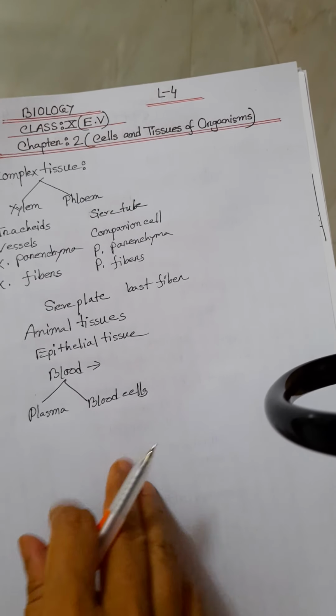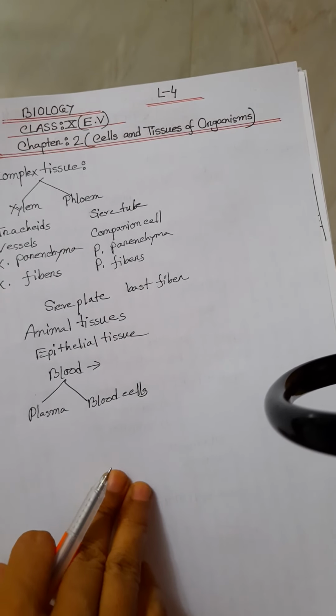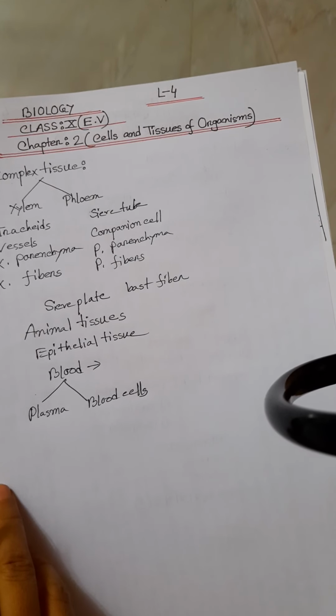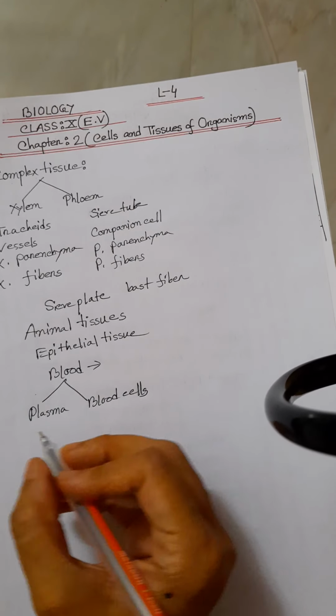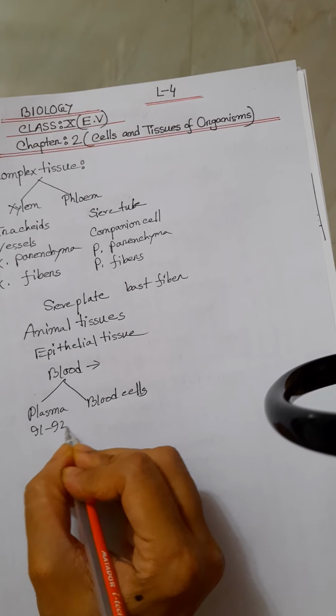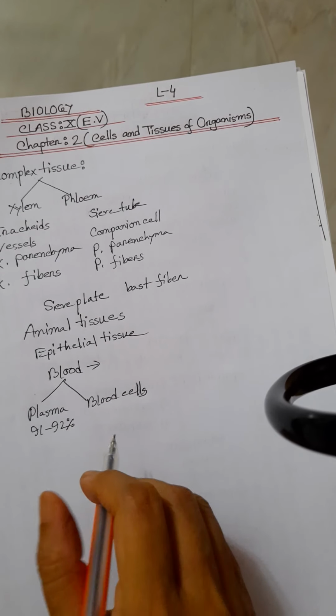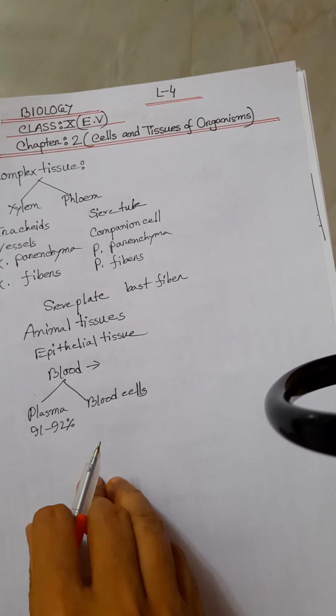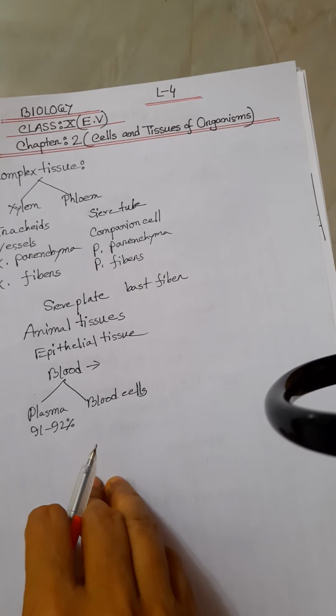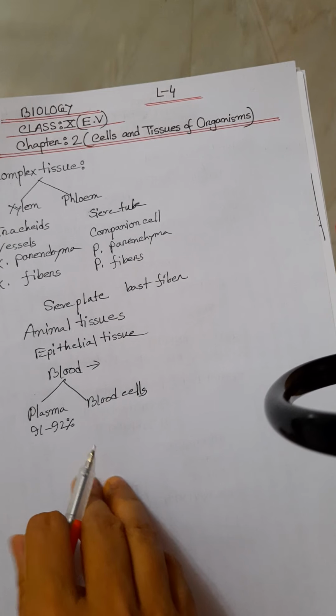Blood cells. Plasma is the liquid part of blood. It is yellowish in color. It contains 91 to 92% water and 8 to 9% organic and inorganic materials. The organic substances include various types of blood proteins and waste materials.